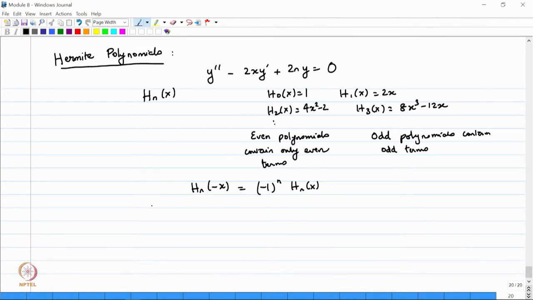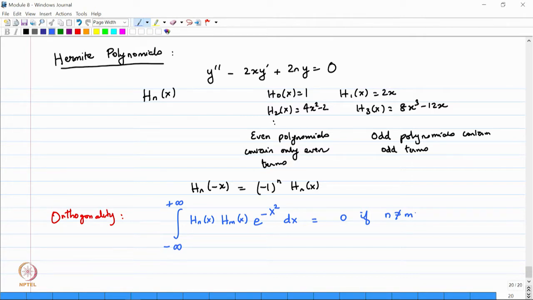So, now these Hermite polynomials satisfy an orthogonality. Their orthogonality is slightly different. This is written as the integral from minus infinity to plus infinity of h n of x, h m of x, e to the minus x square dx, equal to 0 if n is not equal to m, and equal to root pi into 2 raised to n factorial if n equal to m.